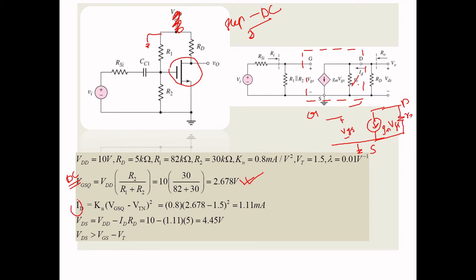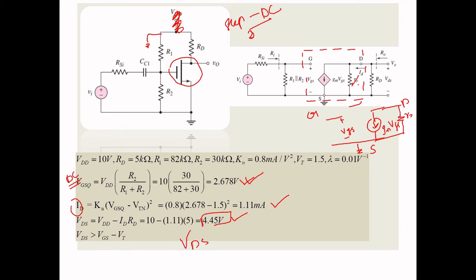Then I want to find your drain current. Drain current is Kn times VGS minus VTN, whole square. Kn is 0.8, VGS you have found as 2.678, minus threshold voltage 1.5. So you'll be getting 1.11 milliamps. Now I want to find the output voltage. VDS is VDD minus IDRD. VDD is 10, ID is 1.11 and RD is 5. Milliamps and kilo will cancel, so you'll be getting 4.45 volts.